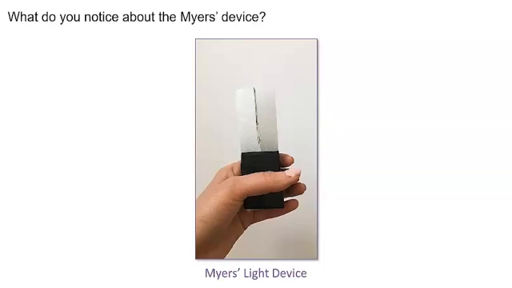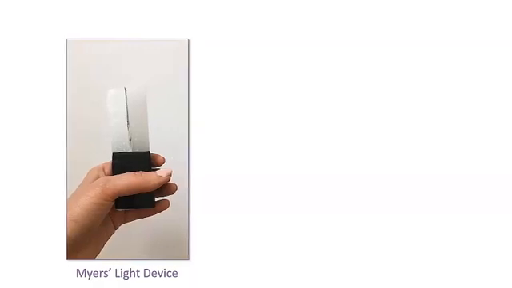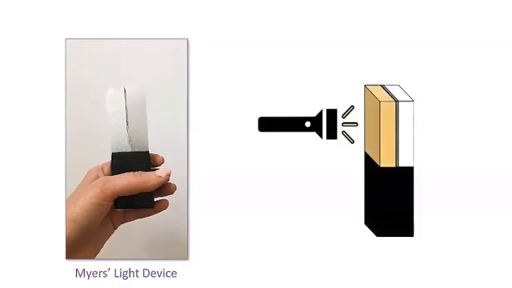What do you notice about the Myers device? Hey, I noticed there are 2 sides on the device. Do you notice that too? When we hold the device near a light source, the side of the device facing the light source glows, while the other side does not. So how do you think we could use this device to evaluate the brightness of multiple light sources?